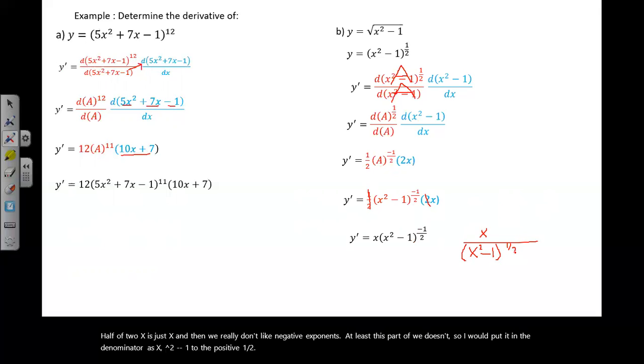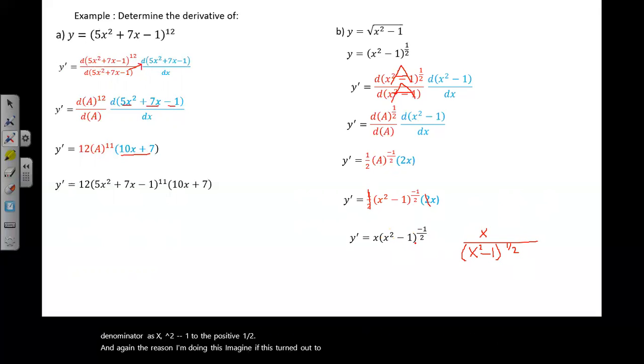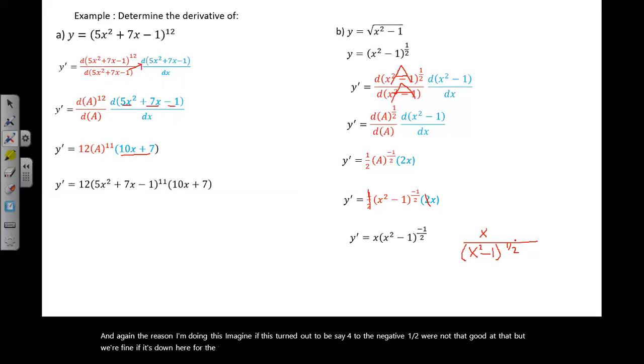And again, the reason I'm doing this, imagine if this turned out to be, say, 4 to the negative 1/2. We're not that good at that, but we're fine if it's down here. 4 to the 1/2 is just 2. We'd know the answer. So that's why we're in the habit of making these positive exponents. And even better, make it a square root.